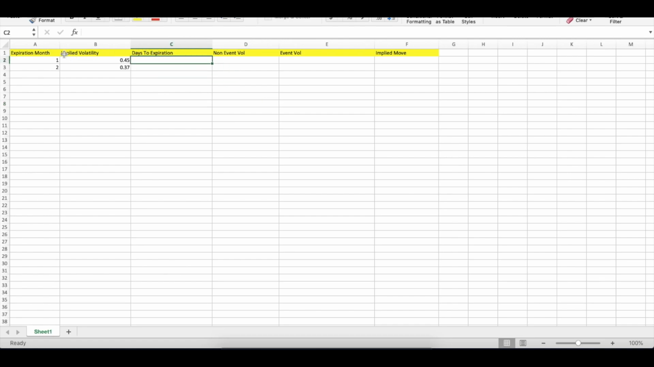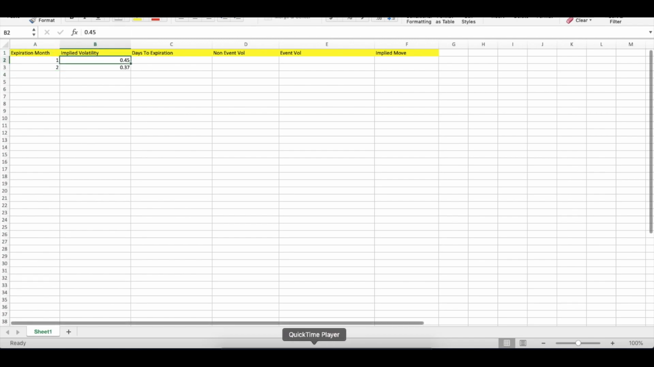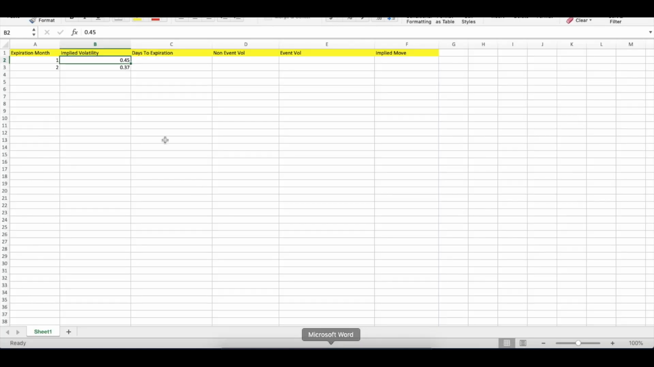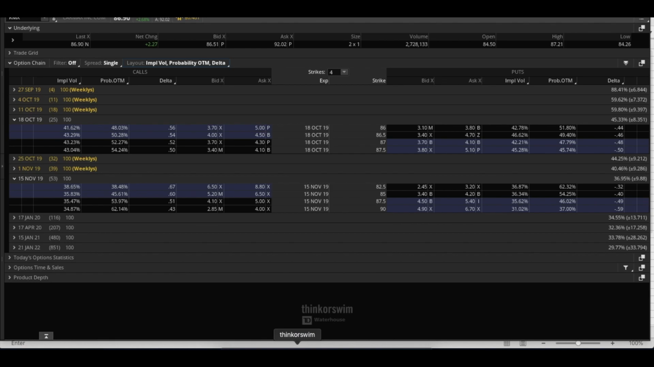So we're gonna have expiration month 1 and month 2, implied volatility. Month 1, which was October, had implied volatility of 45. And month 2 had an implied volatility of 37. Days to expiration was 25 and 53. Just double check. That is correct.